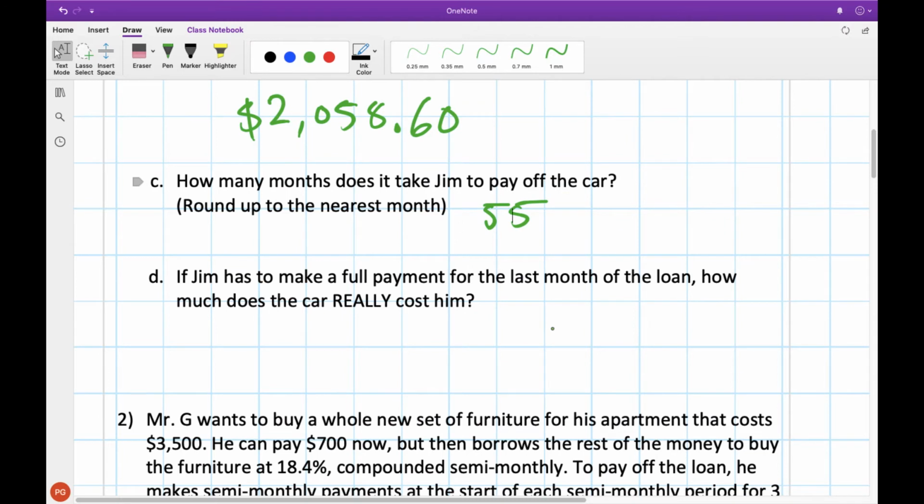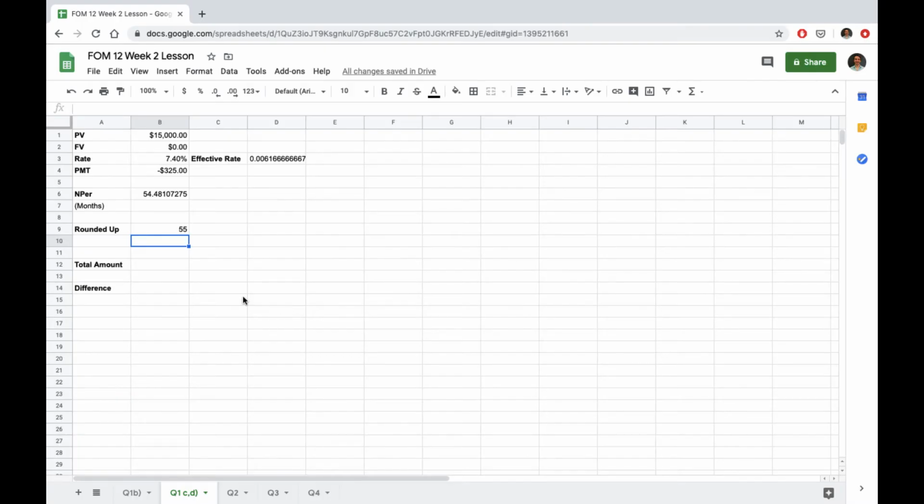Last part, if he has to make a full repayment for the last month of the loan, so we're assuming that he has to pay the whole month, not just a part of it, how much does the car really cost him at the end of it all? We're going to head back to our spreadsheet.